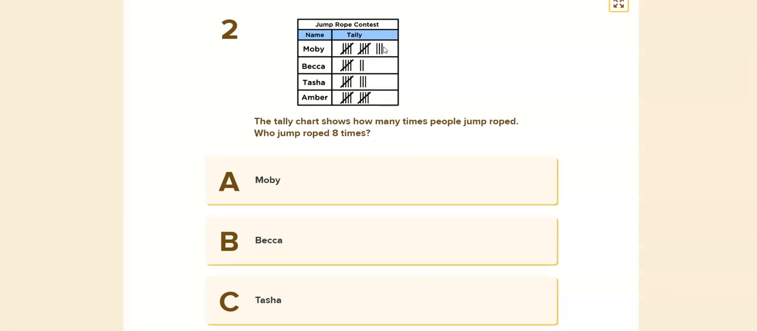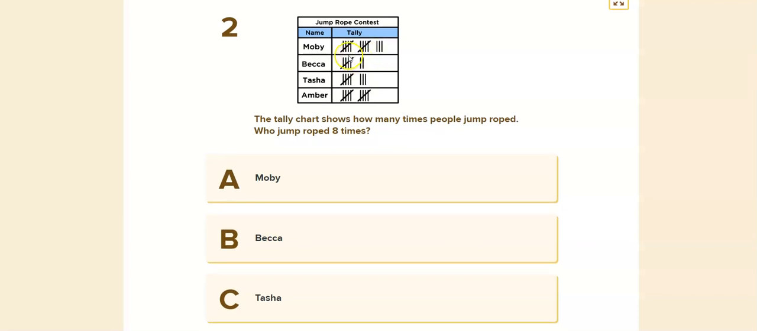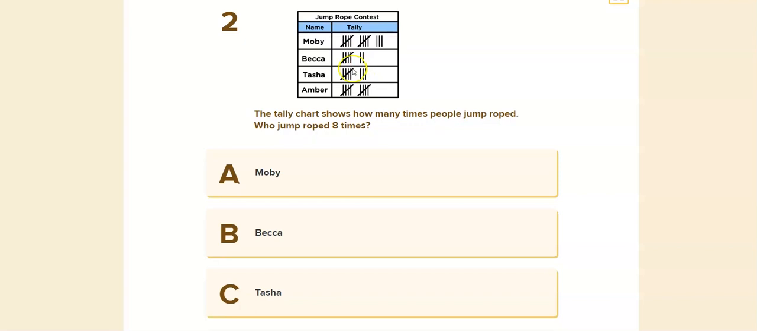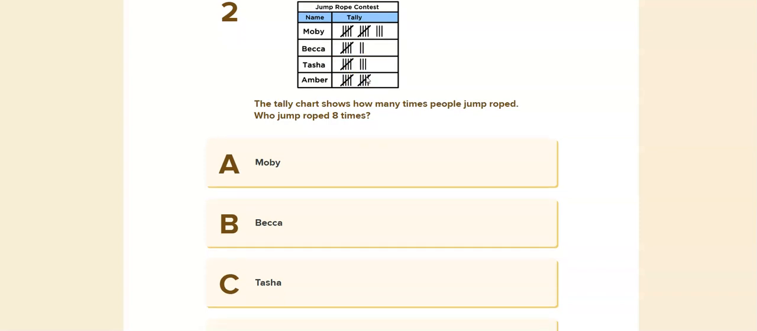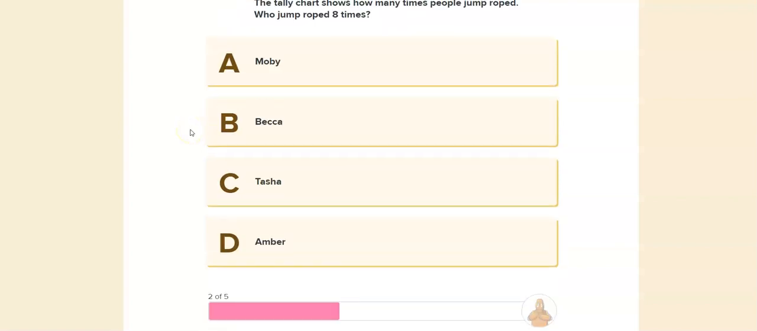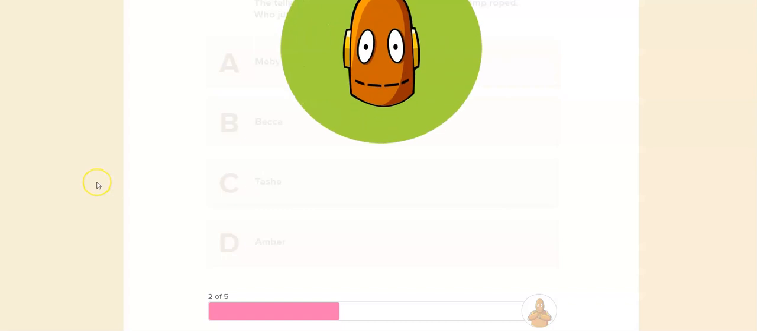So we're looking for who jump roped 8 times. So this is 5, 6, 7. But that's not enough. Here, Tasha jump roped. This is 5, 6, 7, 8. Looks like Tasha might be our answer. But let's check out Amber. So we've got 5 plus 5 is 10. And that's not what we're looking for. So it looks like Tasha jump roped 8 times. Tasha?